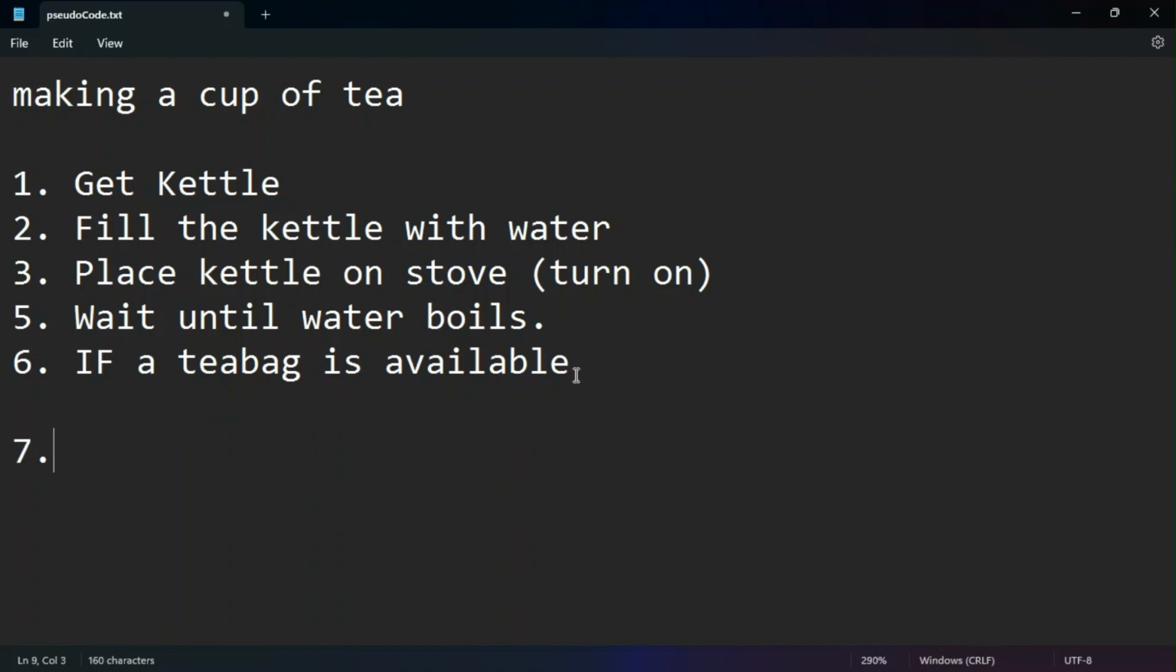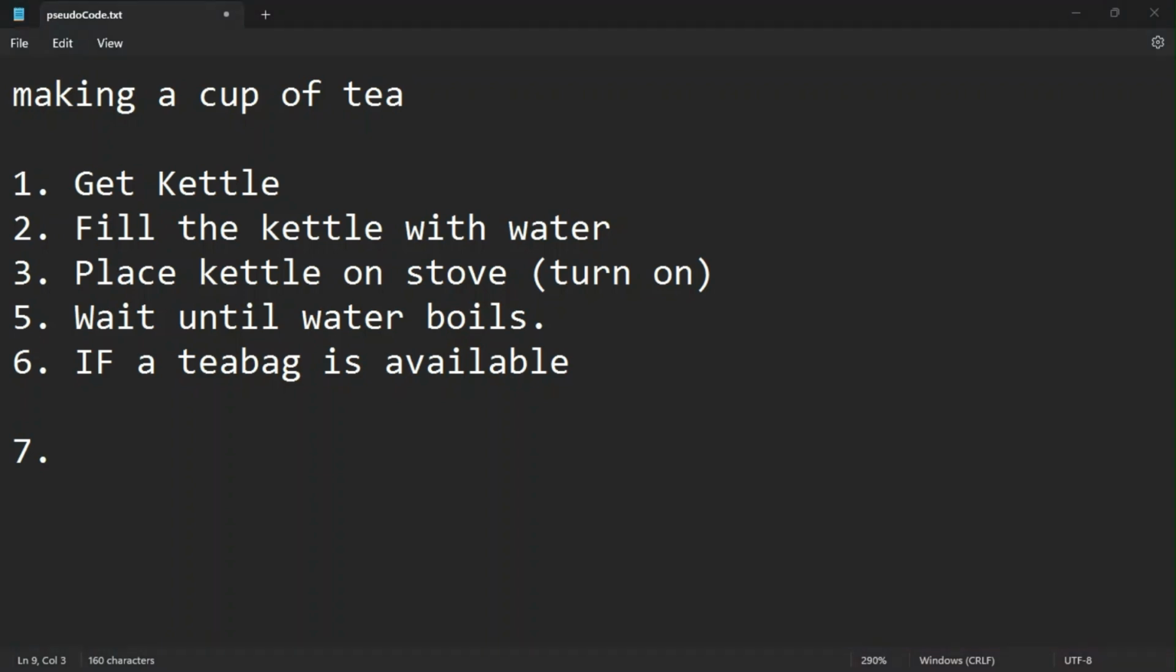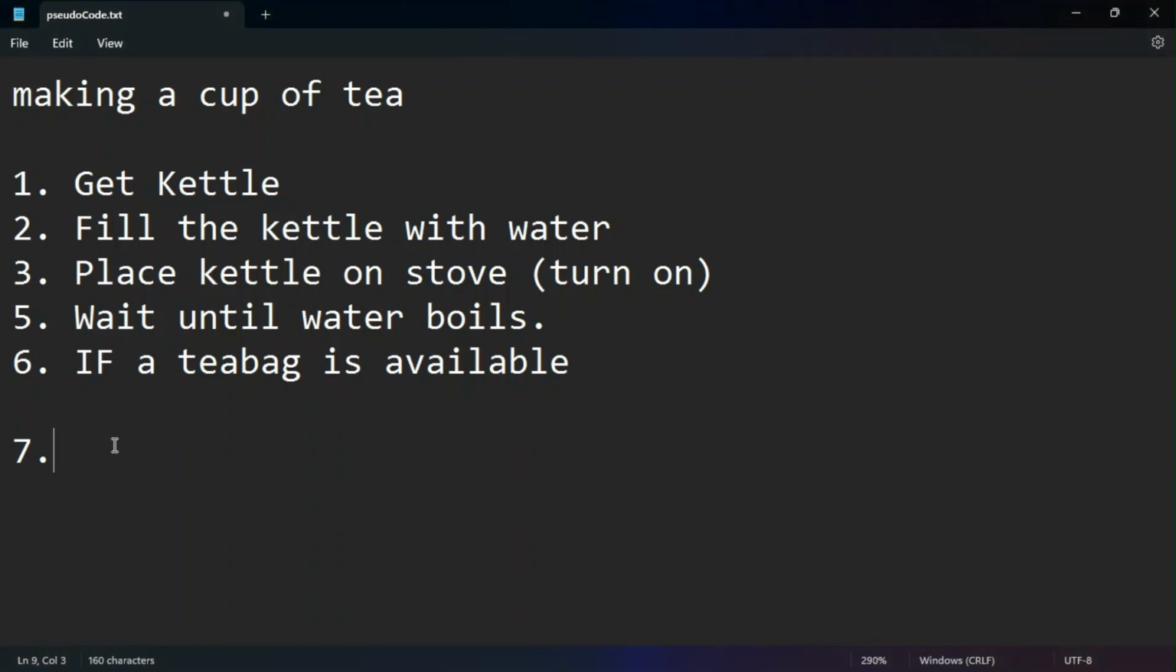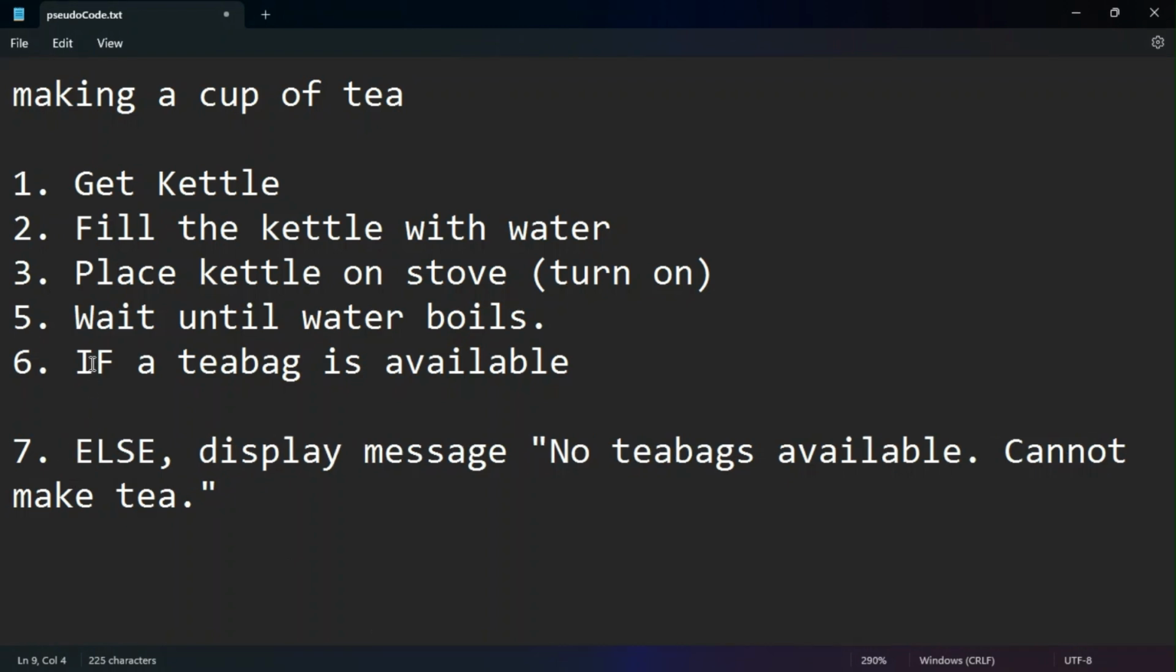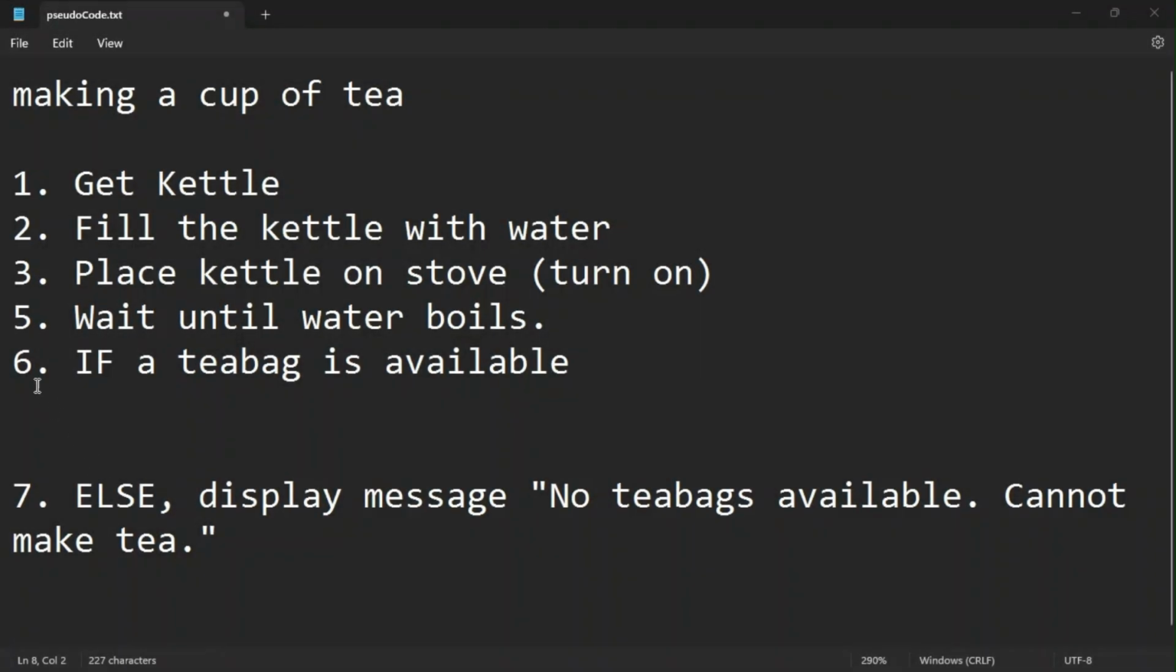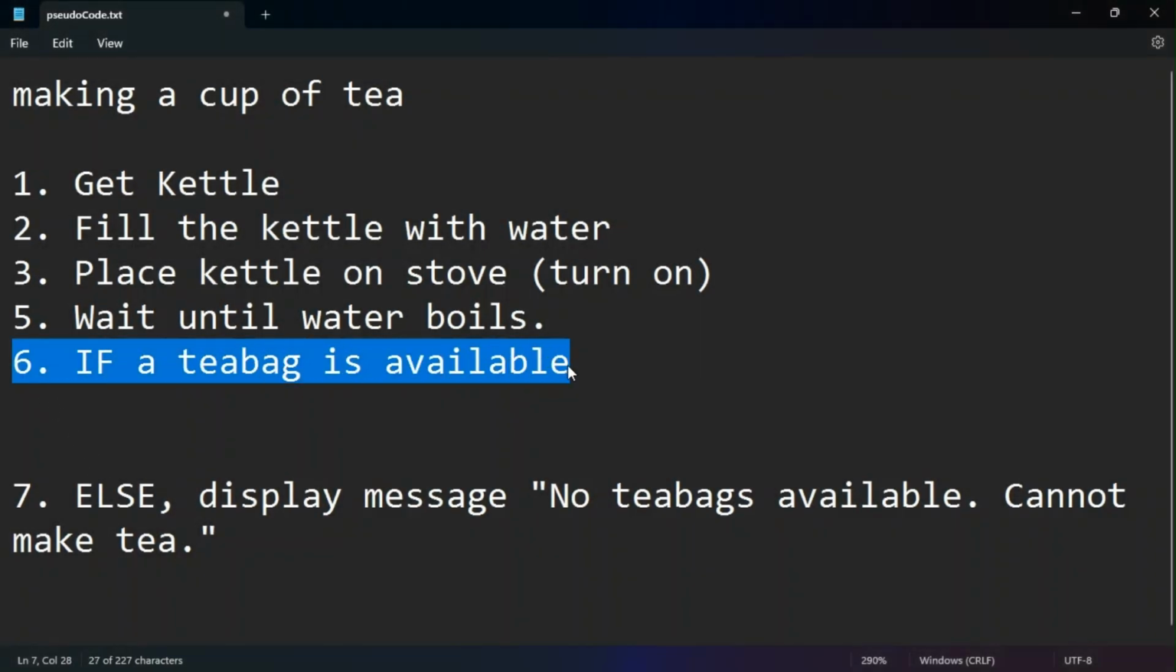If the tea bag is not available, then we cannot make the tea. So let's add a step that says else. In other words, if the tea bag is not available, you can display a message that says no tea bags available, we cannot make the tea. So let's go back to step 6 where the tea bag is available.